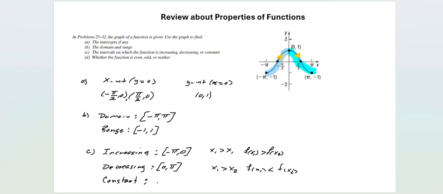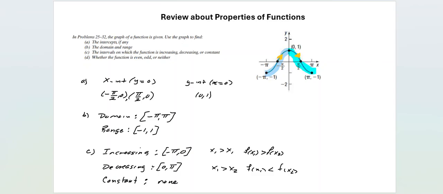And where the function is constant, well, in this case we have no interval where the function is constant, right? So the function is not constant in any of the intervals given. So we have that the function is increasing from minus pi to 0, and the function is decreasing from 0 to pi.